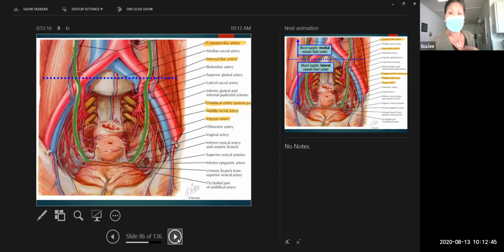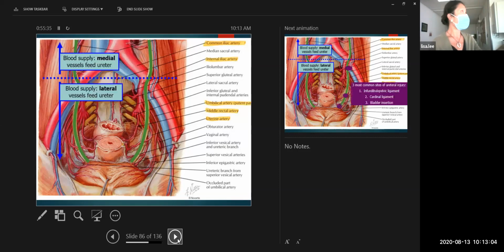Okay, let's talk a little bit about the ureters. The green kind of outlines the ureters. And that little dotted line indicates an important distinction. Below it is in the pelvis, above it's outside of the pelvis. What's important for the ureter is that the blood supply to the ureter is different outside of the pelvis from in the pelvis. Above the pelvis, the blood supply to the ureter is coming medially to the ureter, and below it, it's coming laterally.